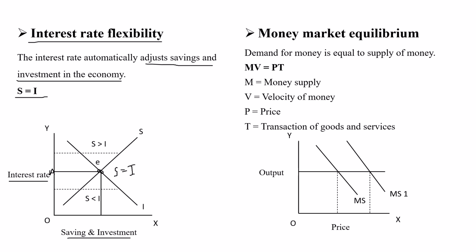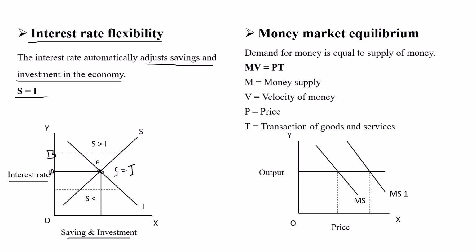If the interest rate rises from OA to the higher OB level, saving is higher than the investment. Here we can understand one thing: there is an inverse relationship between interest rate and investment.